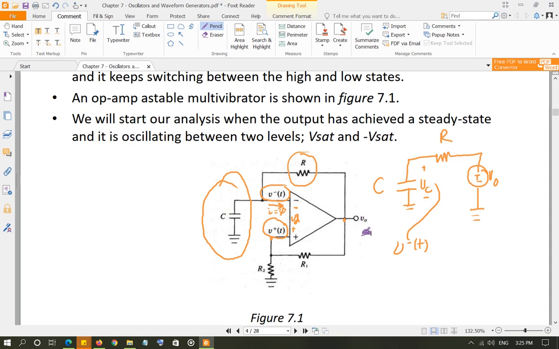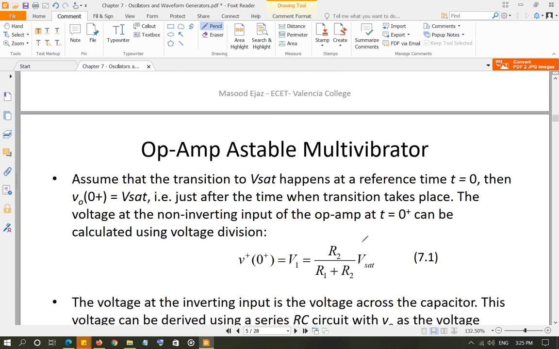So the output will still have two levels, Vsat and negative Vsat. And these two levels will depend upon whether the capacitor voltage is greater than V positive T or less than V positive T. It's very straightforward. So let's see how we can analyze what the capacitor voltage will be at what time and what is V positive T.